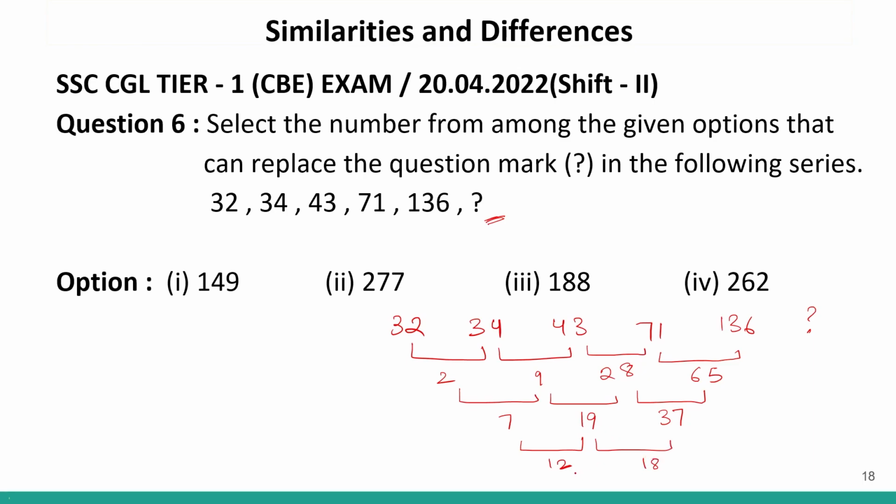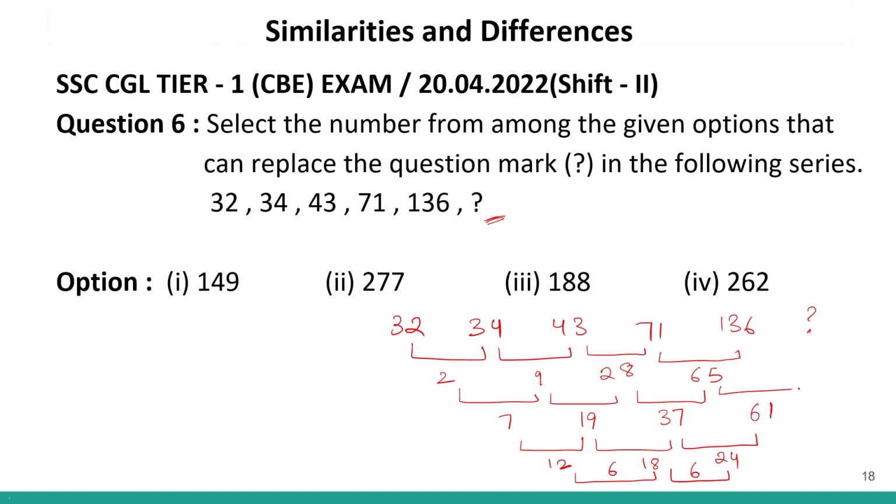Okay, so now I found out that the difference between 12 and 18 is 6. So the next term, this term we have to find out. So the difference between this term will be how much? After 18, the next term will be 24 because this difference is 6. So if I add 24 to 37, I'll get 61.